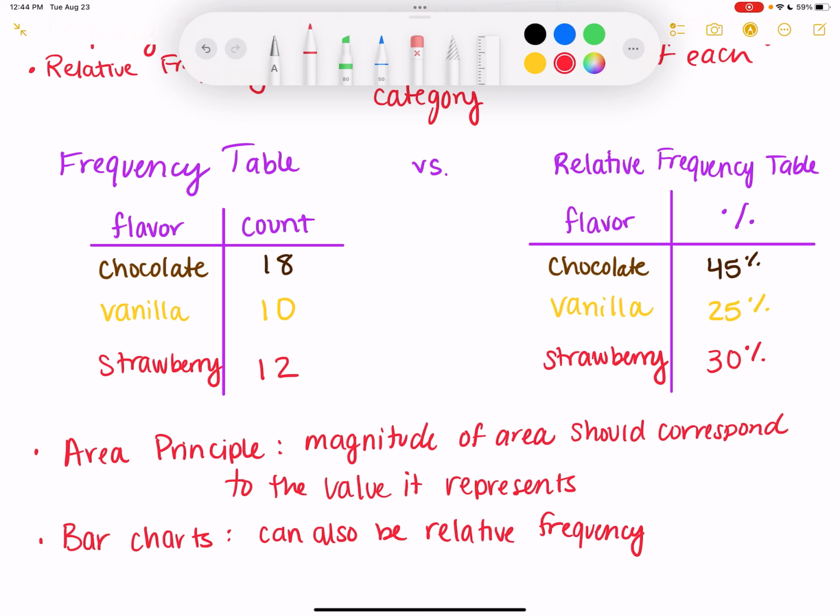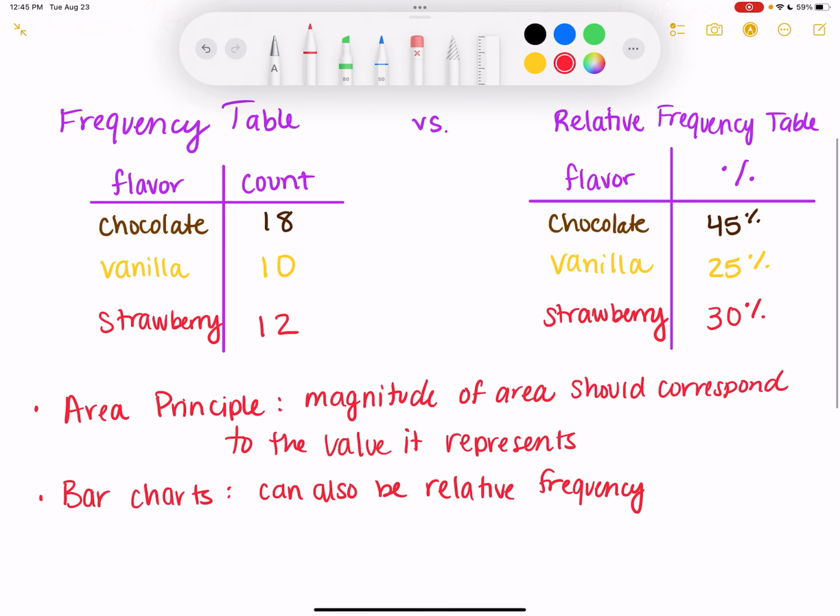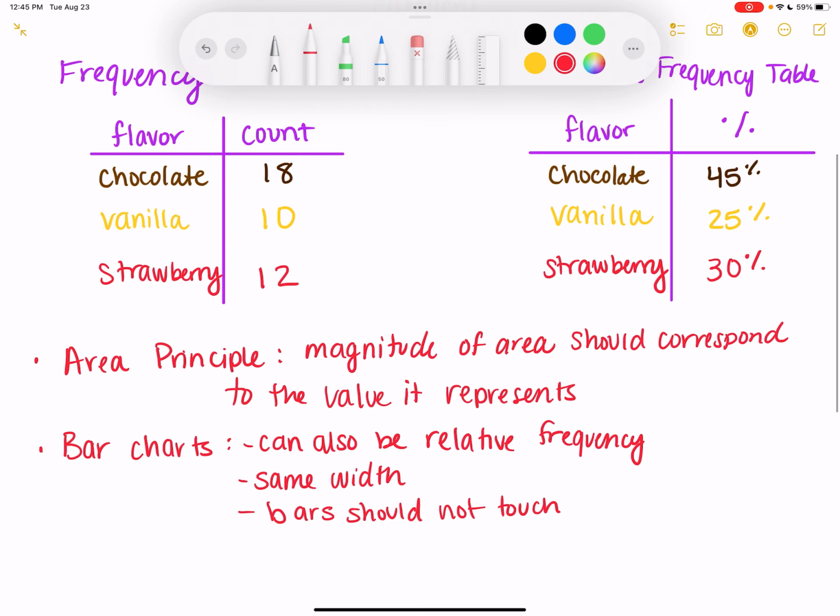So all that's saying is that we can either do counts or percentages, is what that means. They're going to be the same width. And then the bars should not touch. And then the last thing is both axes should be clearly labeled.